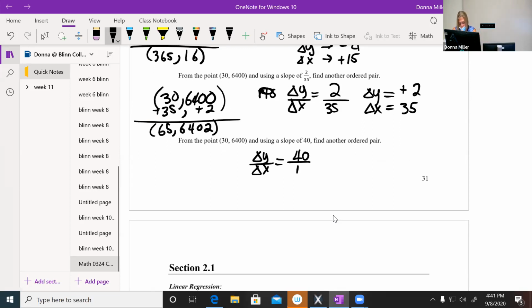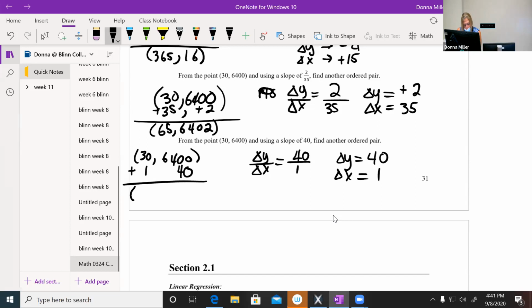All right, so the change in y is 40, and the change in x is 1. All right, so we take our point. I'm going to add 40 to y and 1 to x. So I get 31, 64, 40. All right, so that's going to be the 2 points that I need to plug into the calculator to get the equation of the line.